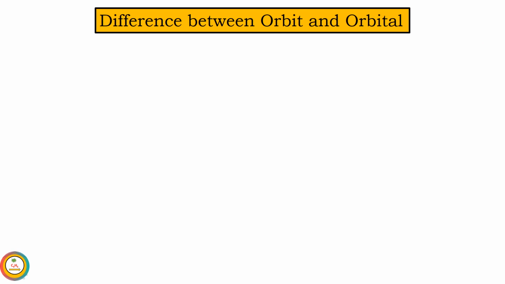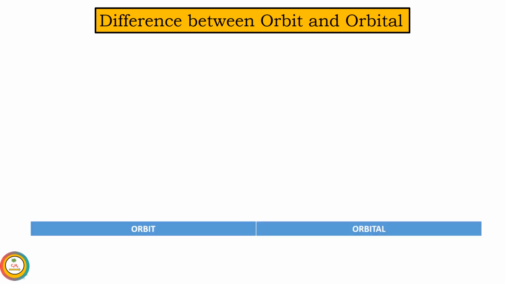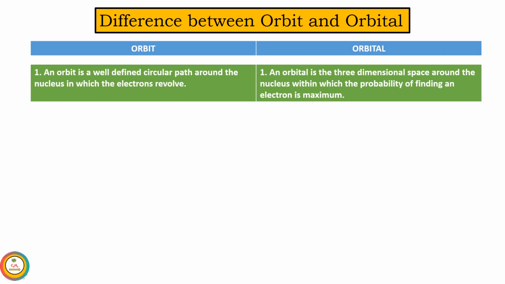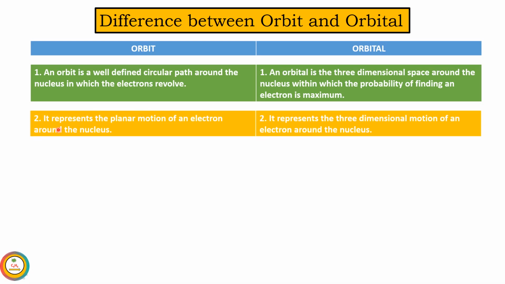Difference between orbit and orbitals. These are the few differences between orbit and orbitals. An orbit is a well-defined circular path around the nucleus in which the electrons revolve. So this is the 2D path. But an orbital is a 3D region around the nucleus within which the probability of finding an electron is maximum. Orbit represents the planar motion of an electron around the nucleus, but orbital represents the 3D motion of an electron around the nucleus.